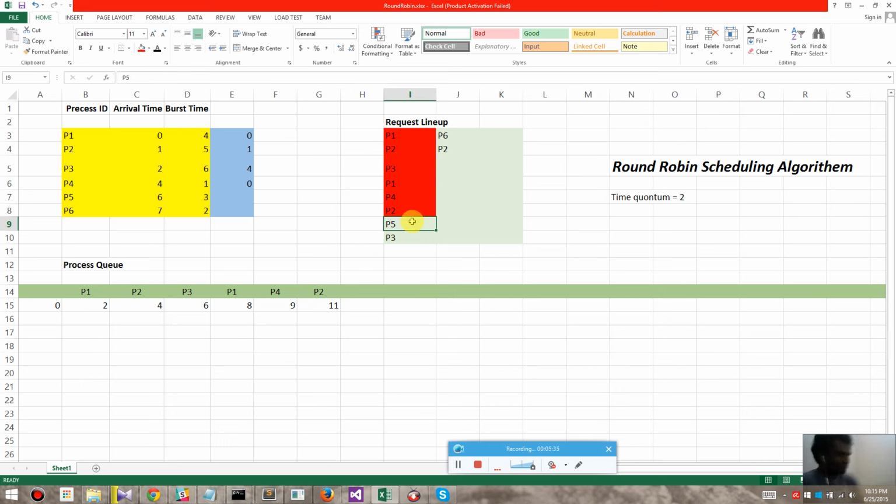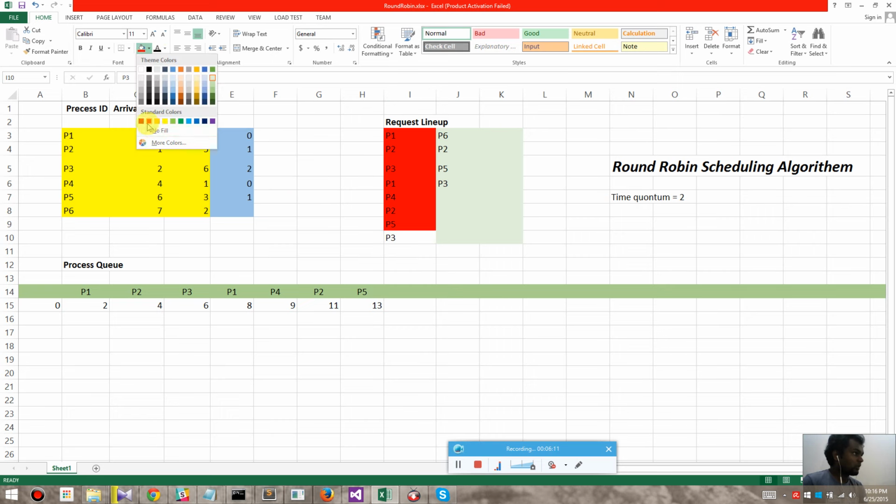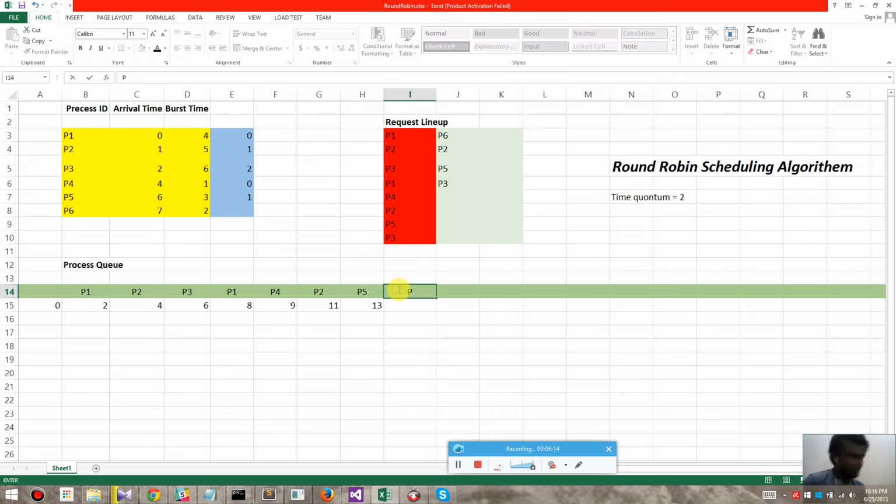Right. Next, it's P5 again. P5 has a burst time of 3, which means this needs another additional 1 time unit, and P5 is executed. I'll mark P5 here, and the timeline will be 13. And again it needs to be queued, so I'll add P5 to the queue. P3 needs another additional 2 time units. It needs to be queued, and I have to mark this P3 as executed, and P3 will run till 15.